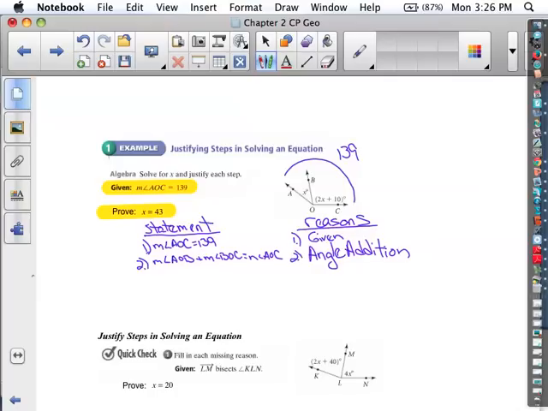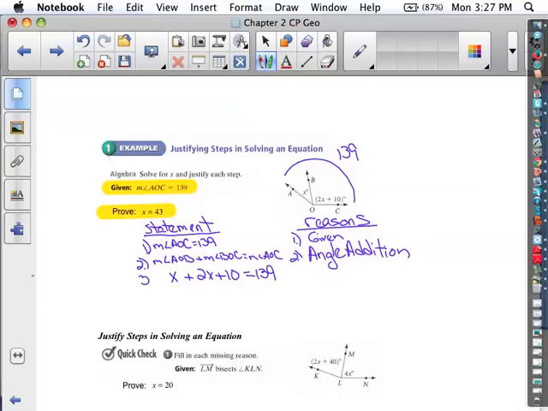Okay, so by looking at that as angle addition, I can make some sense of that. I've justified what I have here with the picture. Now I know that the measure of angle AOB is x. The measure of angle BOC is 2x plus 10. And the measure of angle AOC is 139.